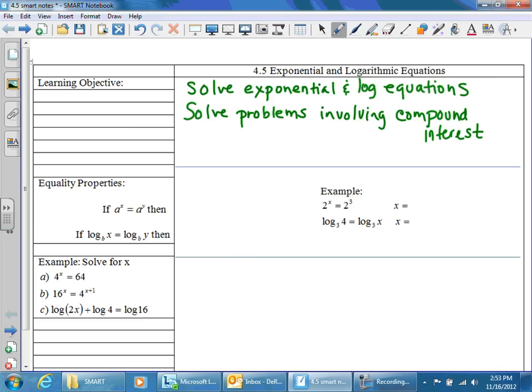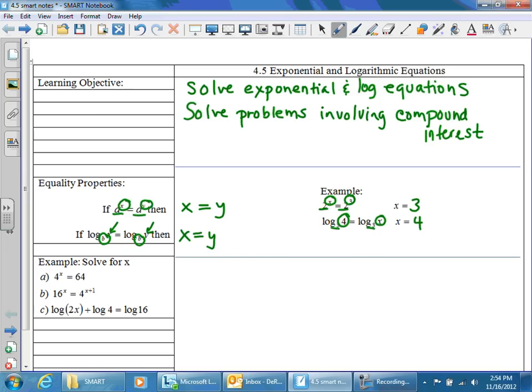All right, so let's look at some of these properties of equalities. Whenever I have the same base being raised to different exponents, I can just set those exponents equal. So for example, if I had the same base here being 2, I can set x equal to 3. Same thing with logs. When I have the same base, I can set those insides equal. So if I had log base 3 and log base 3, I can set 4 equal to x.